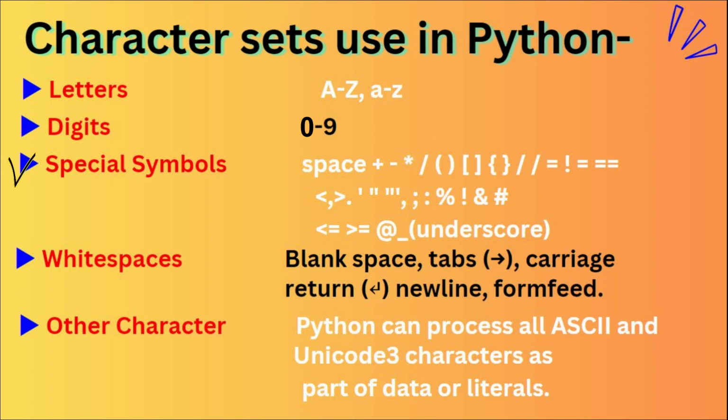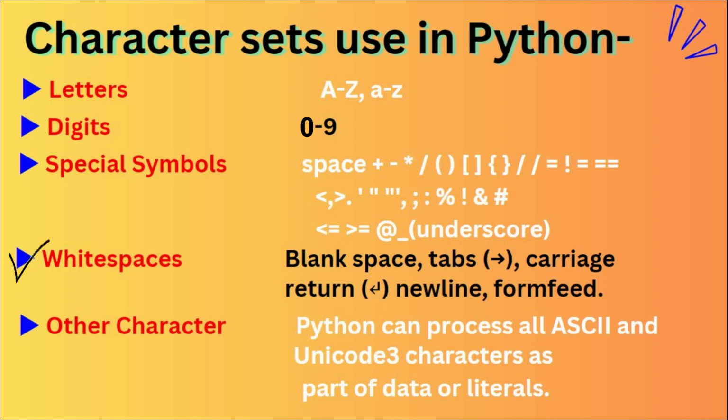Now I discuss the special symbols. What are the special symbols? Like space, plus, minus, star, slash, double star or double asterisk, backslash, parenthesis, third bracket, second bracket, double backslash, not equals to symbol, less than, greater than, single quote, double quote, semicolon, percentage, exponential, ampersand, hash, less than equal, greater than equal, at the rate, and also underscore are used under the special symbols.